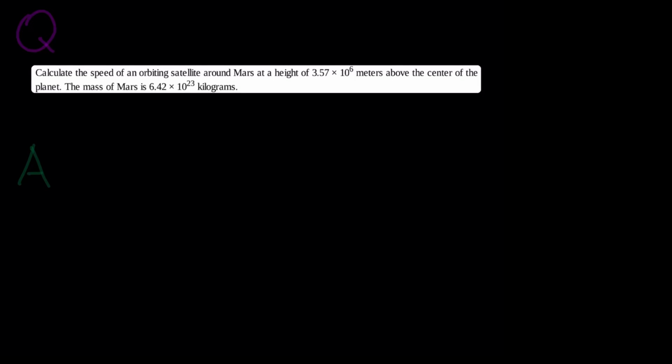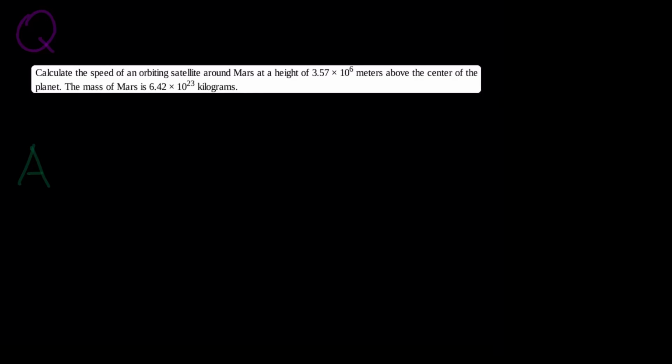Calculate the speed of an orbiting satellite around Mars at a height of 3.57 times 10 to the 6th meters above the center of the planet. The mass of Mars is 6.42 times 10 to the 23rd kilograms. Okay, so let's put down the formulas.